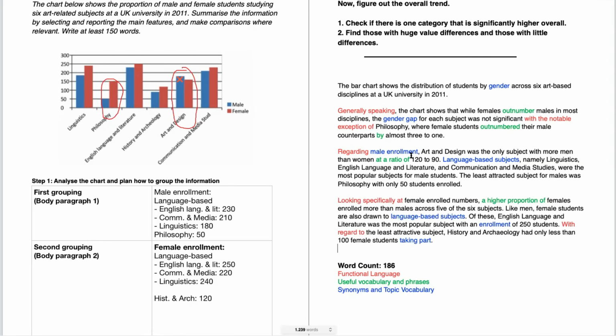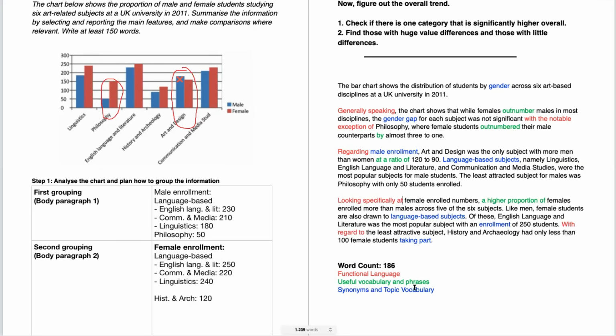Regarding male enrollment is a great way to specifically look at one of the groups, or you could also say looking specifically at. The important thing is that you have two ways to say that and you're not sounding monotonous. Then again, we have with regard to. Again, it's just another way to connect your ideas and show more detail.